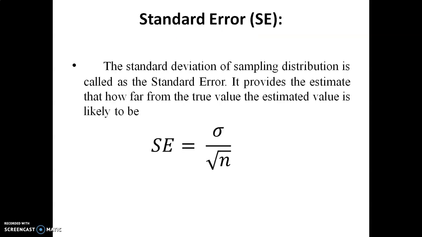And standard error. The standard deviation of a sampling distribution is called a standard error. It provides an estimate of how far the estimated value is likely to be from the true value. It is given as sigma divided by root n, that is, standard deviation divided by root n.